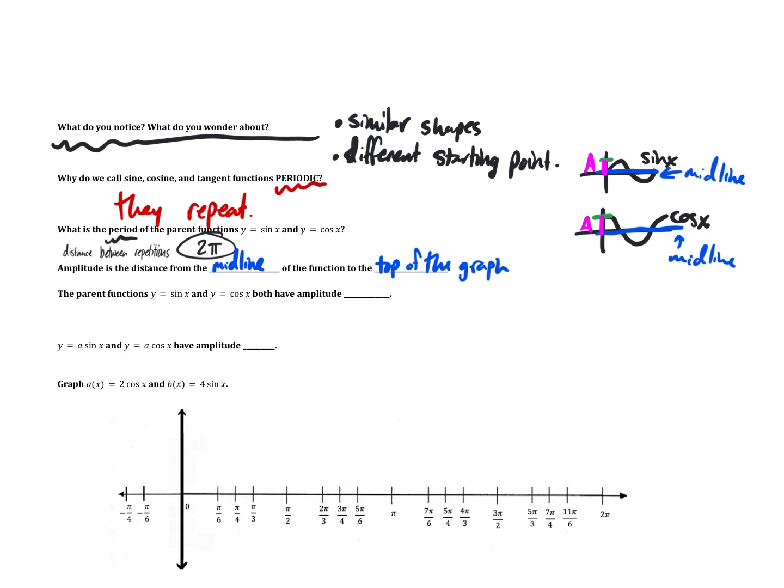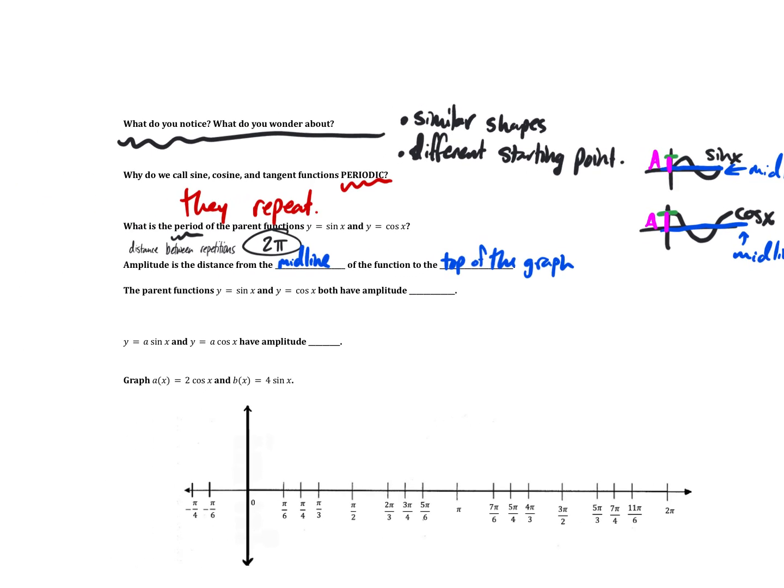So normally, the sine and cosine functions both have amplitude 1, but we can start changing that, and we'll start changing that really soon here. Amplitude is center line or midline to the top of the graph. Okay.